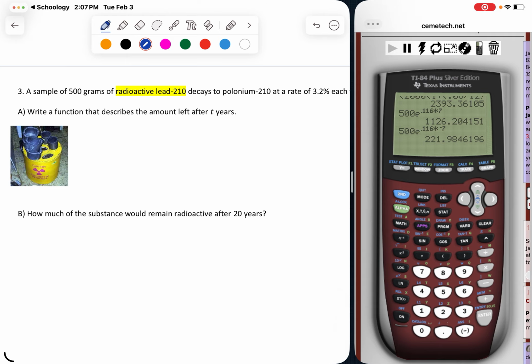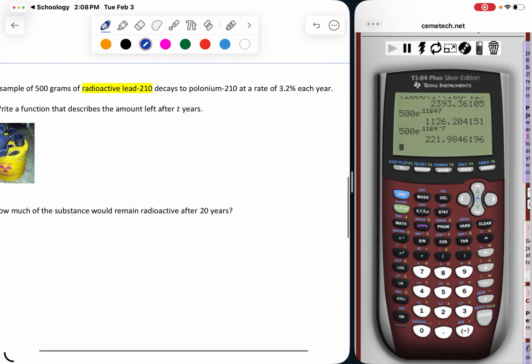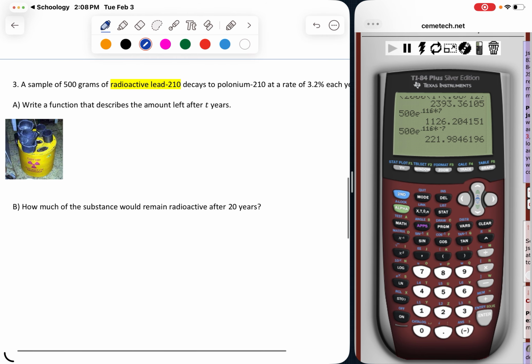We are doing radioactive lead. Radioactive lead is radioactive decay, so we're going to use PERT again. A sample of 500 grams of radioactive lead-210 decays to polonium-210 at a rate of 3.2% each year. There's our units, right? Write a function that describes the amount left after t years.